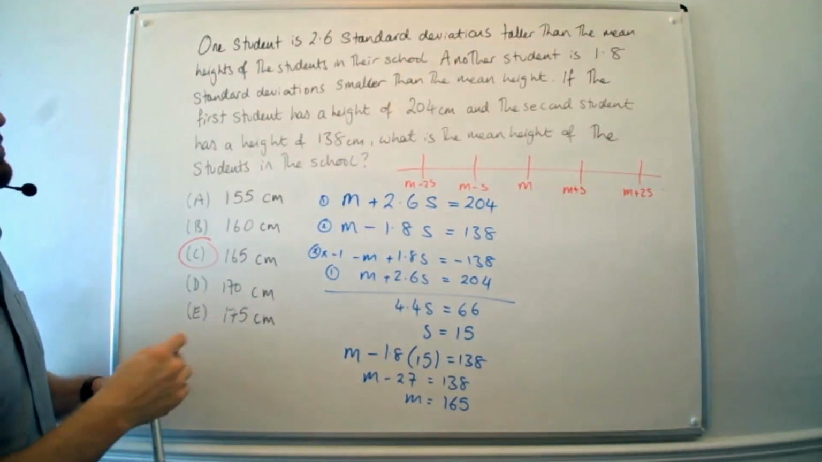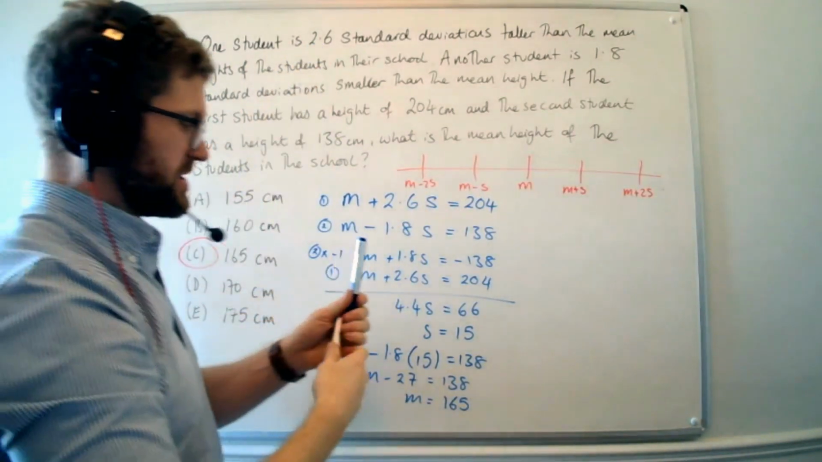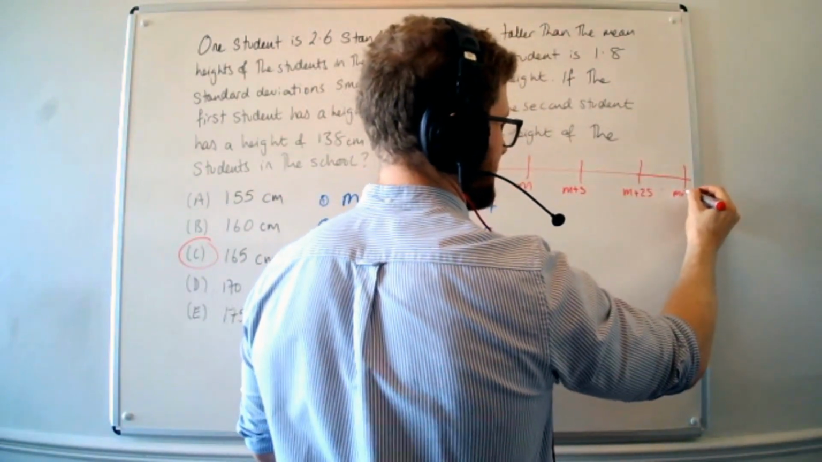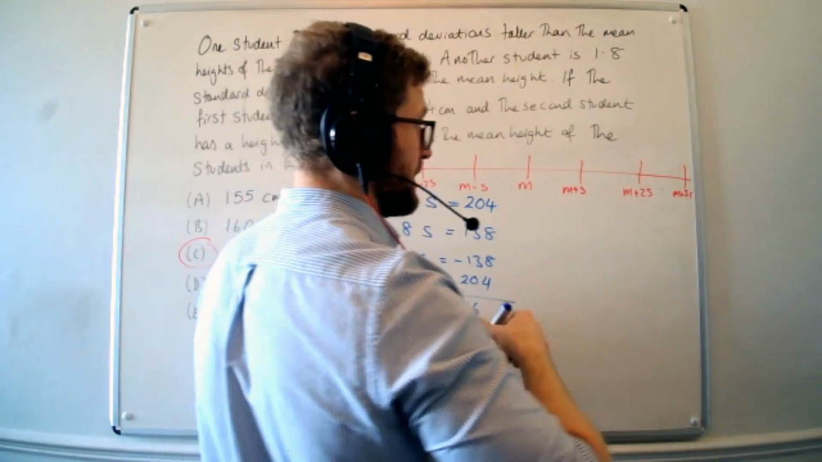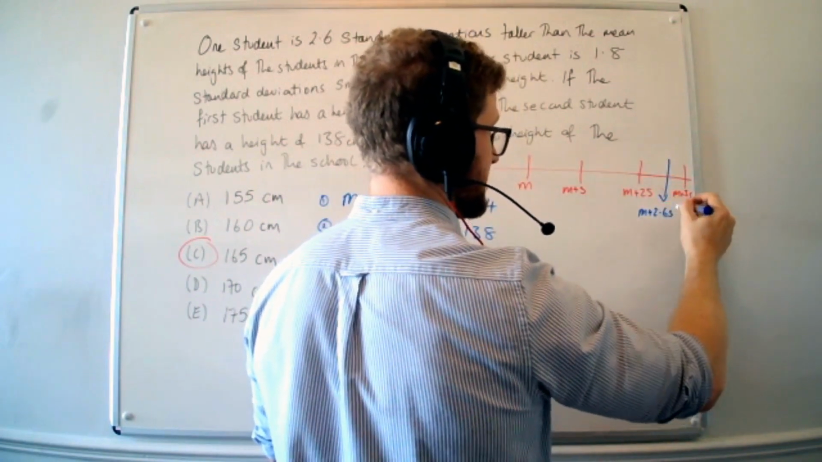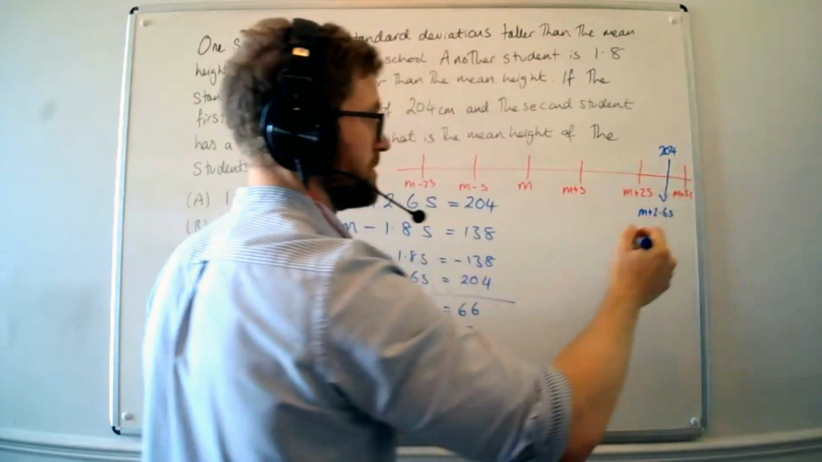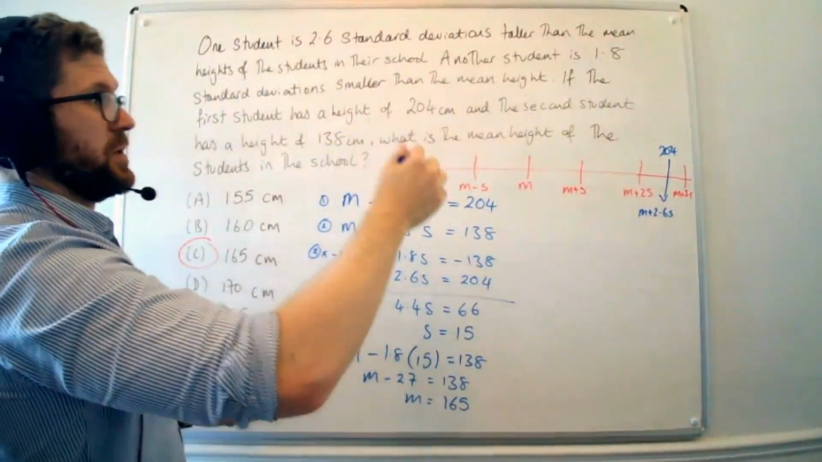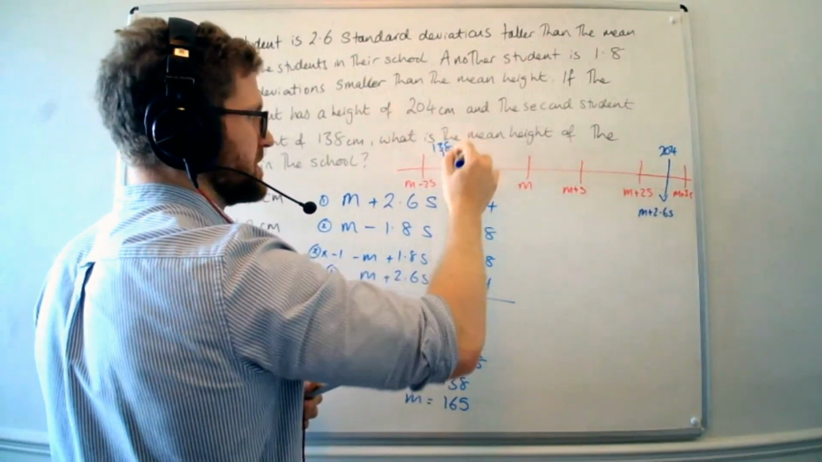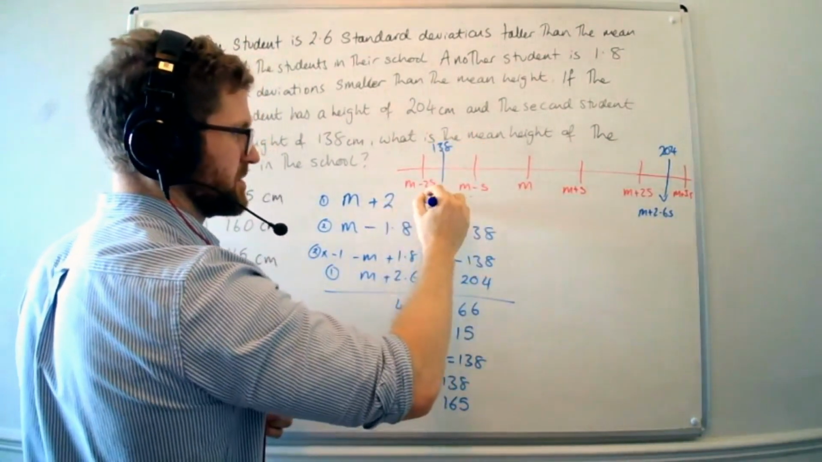And what I was told was one student is 2.6 standard deviations above the average. So if there's the mean plus 3 standard deviations, then in there, mean plus 2.6 standard deviations, that's going to be 204. The other one was 1.8 standard deviations below the mean, and that was 138. I need to rub that out to give myself some space.